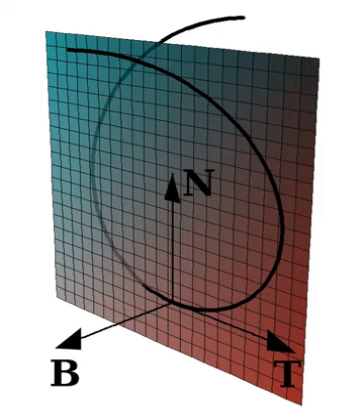Other expressions of the frame. The formulas given above for T, N, and B depend on the curve being given in terms of the arc length parameter. This is a natural assumption in Euclidean geometry, because the arc length is a Euclidean invariant of the curve. In the terminology of physics, the arc length parametrization is a natural choice of gauge. However, it may be awkward to work with in practice. A number of other equivalent expressions are available.